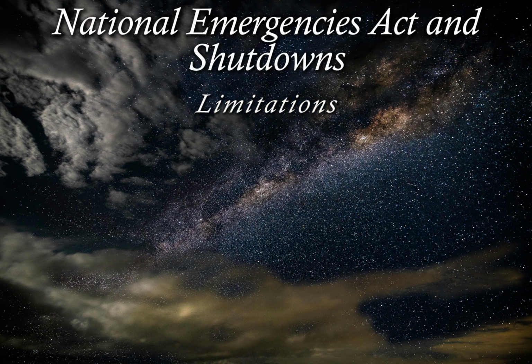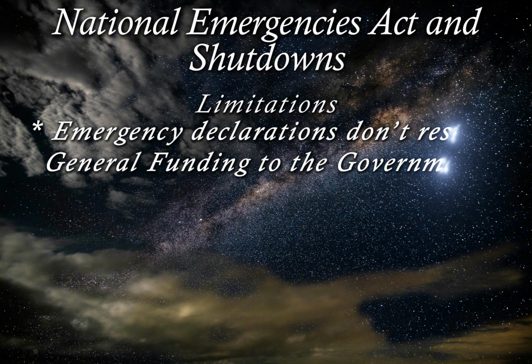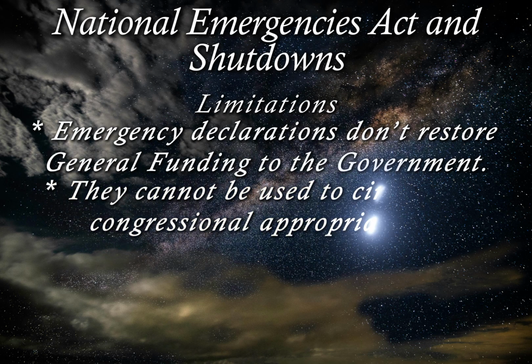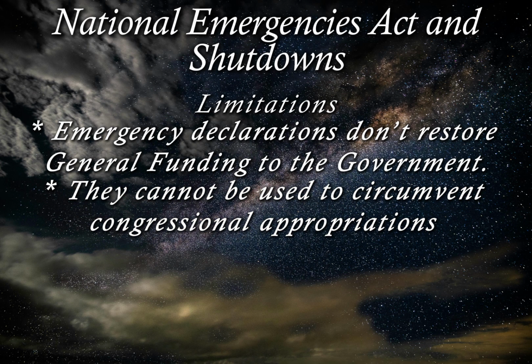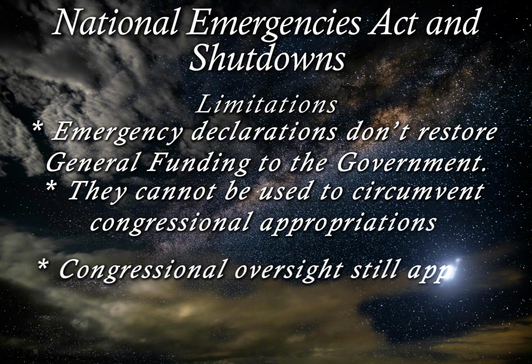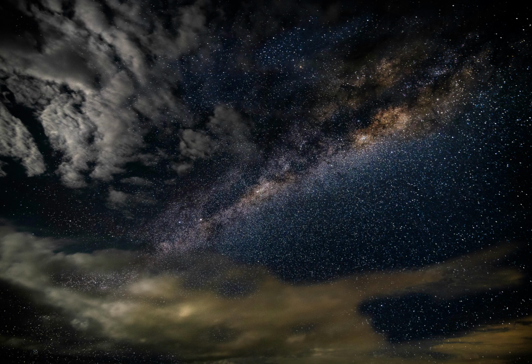Limitations. Emergency declarations don't restore general funding to the government. They cannot be used to circumvent congressional appropriations in most cases, as litigated in the 2019 to 2020 Trump border wall emergency. Congressional oversight still applies, though it is politically and procedurally difficult to override such declarations.